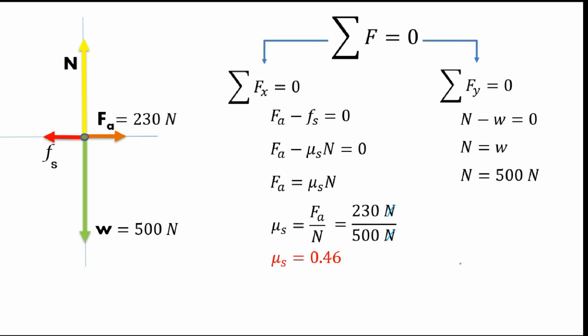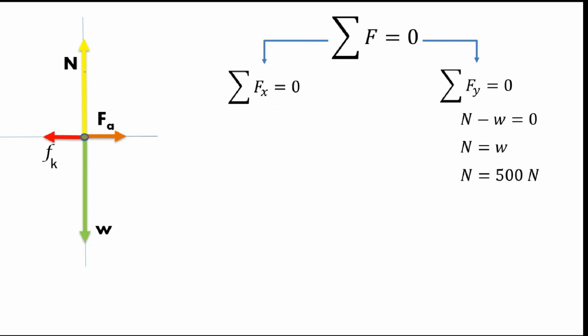For the second case, since we have the same weight, the same normal force, and the same diagram for y, I will be using my solution for the forces on y from the first case. Here we can still see that normal force is just equal to weight, which is 500 Newton. So for the forces along x, the applied force minus the kinetic friction. Since we're looking for the coefficient of kinetic friction, we have to find the equivalent of the kinetic friction, which is mu k times the normal force.